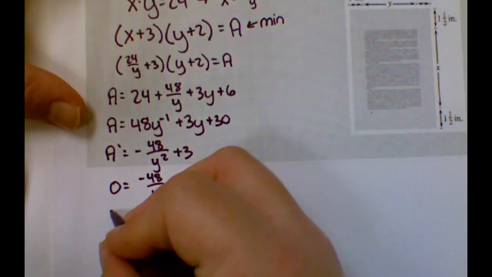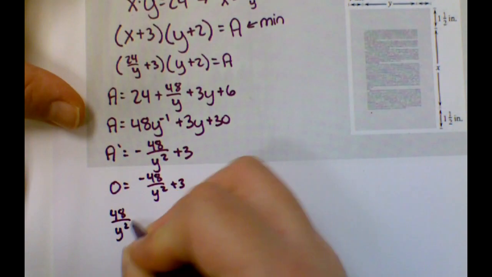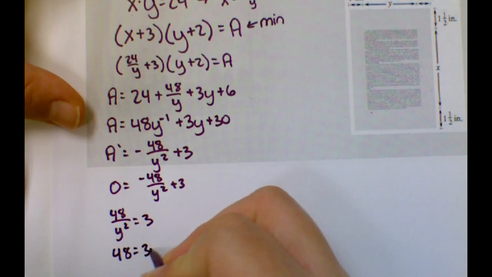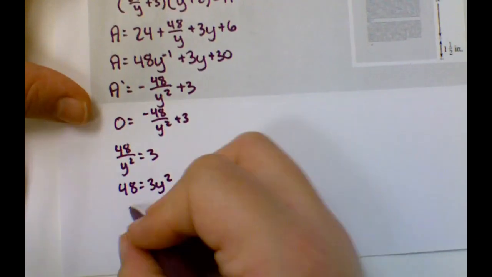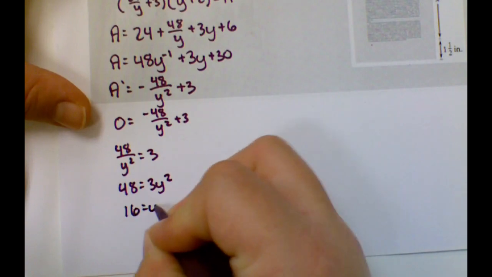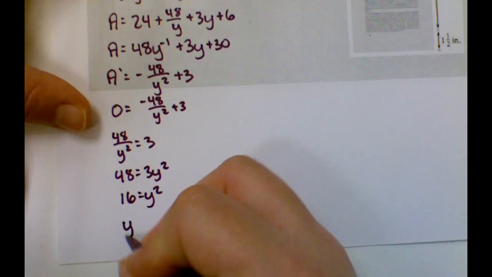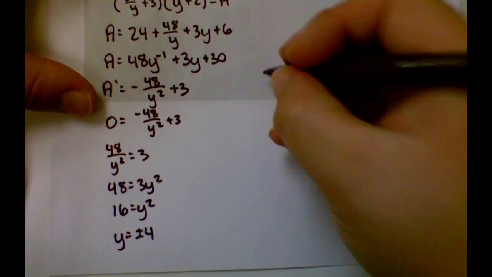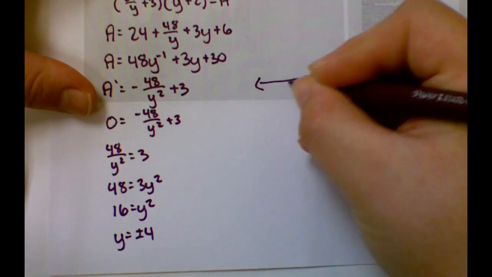Let's add the 48 over y squared over. Multiply the y squared over. Divide by 3. And square root, y is either positive or negative 4. Now my paper cannot be negative 4 inches wide, so I know negative 4 is definitely not the answer. I'm not even going to consider it. I'm going to make my number line with just a 4 on it.